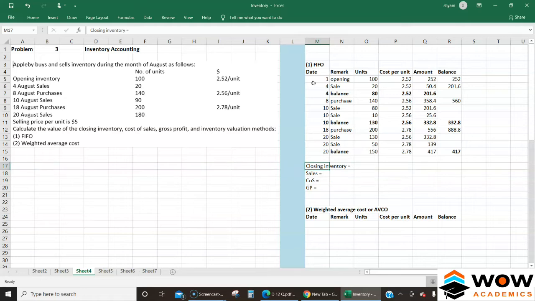So we'll start. What's the closing inventory? See, this is the closing value of inventory. We have 417. What's the sale? So the sales value is adding all the sale values individually. This is a sale value, this is a sale value, this is a sale, and sale. This is the cost of sales, because these are units and cost of sales. So that comes to 749.4.